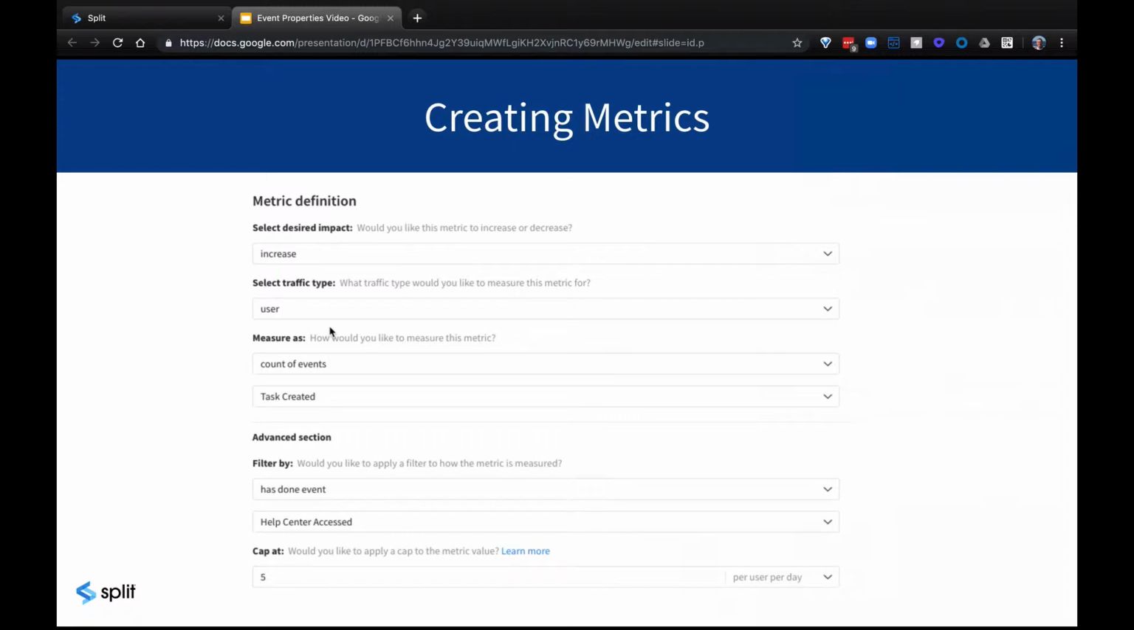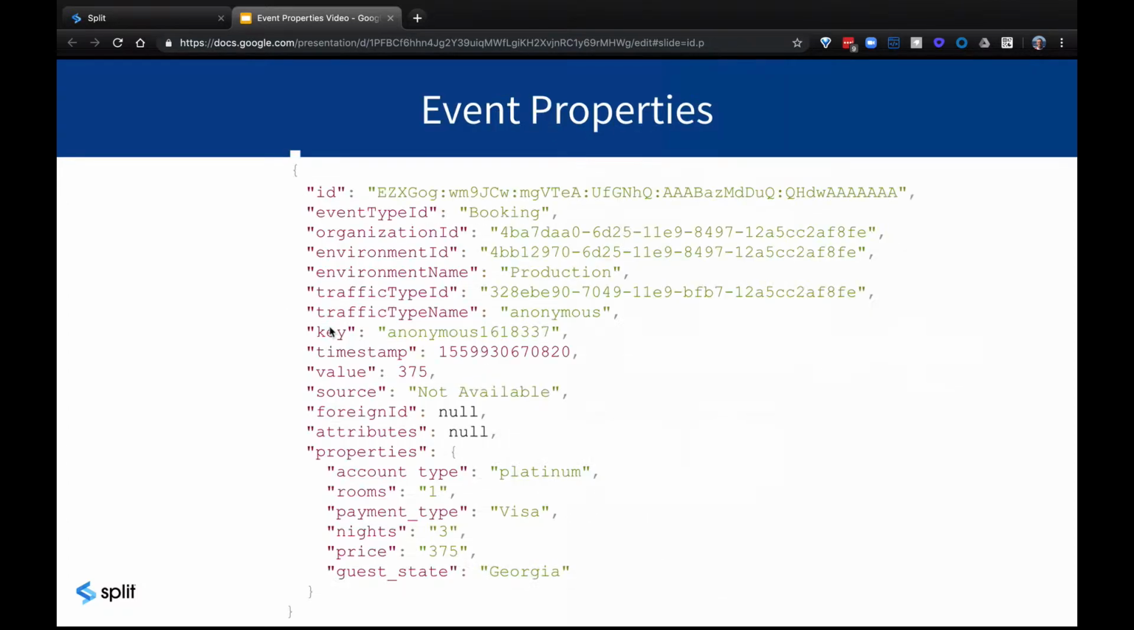And then in the advanced section, you could do something like say, I only want to look at it for customers who also access the help center. And because I sometimes get bots, let me cap this at 5, because I wouldn't expect a normal user to have any more than 5 tasks created.